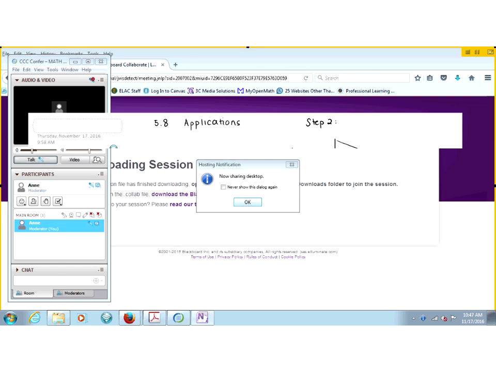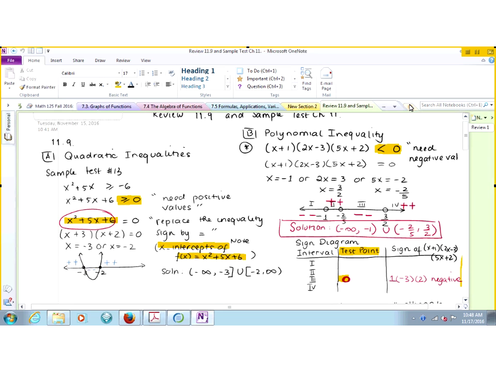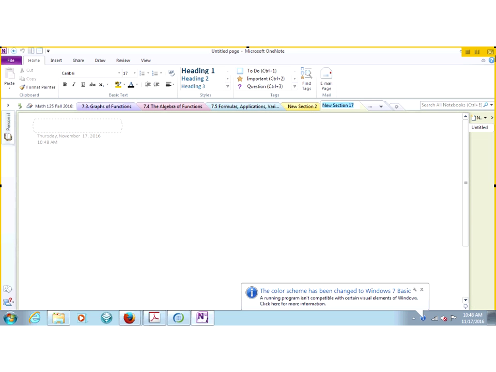Share desktop and Microsoft OneNote. All right. So Math 125. Is it there? All right. And then new one.